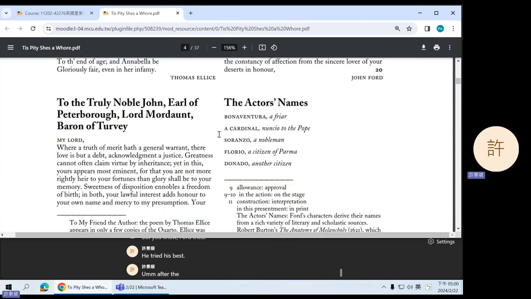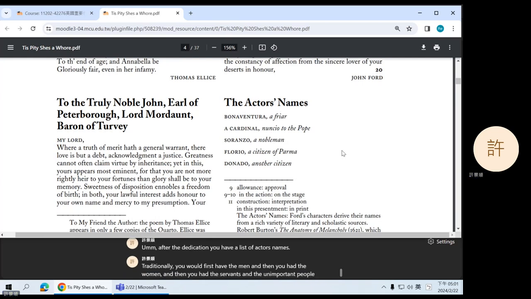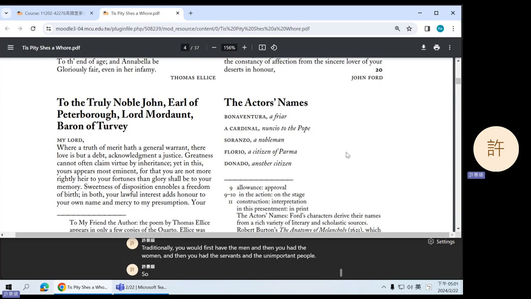After the dedication, you have a list of actors' names. Traditionally, you would first have the men, and then you had the women, and then you had the servants and the unimportant people. So here, Bonaventura is a friar, or a religious man. A cardinal, 大主教, nuncio to the Pope. The Pope is a 教皇, the leader of the Catholic Church. A cardinal is like the second. Okay, how do I explain this?